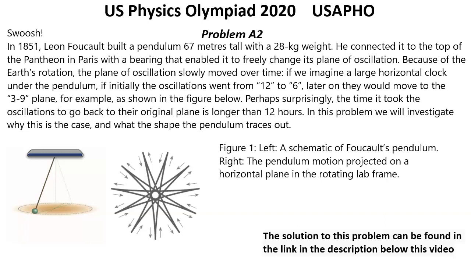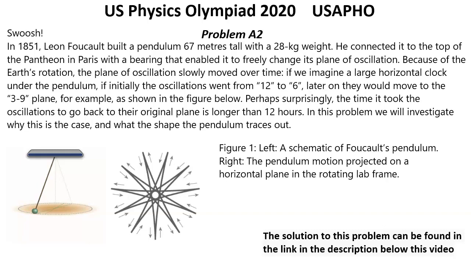He connected it to the top of the Pantheon in Paris with a bearing that enabled it to freely change its plane of oscillation. Because of the Earth's rotation, the plane of oscillation smoothly moved over time. If we imagine a large horizontal clock under the pendulum, if initially the oscillation went from 12 to 6, later on it would move to the 3-9 plane, for example, as shown in the figure below.